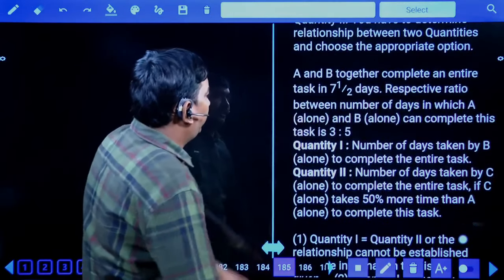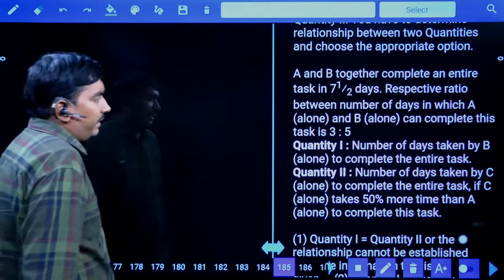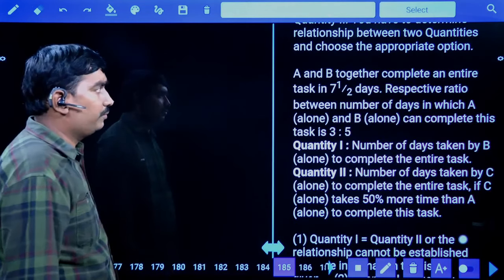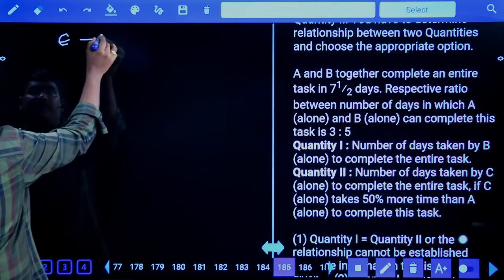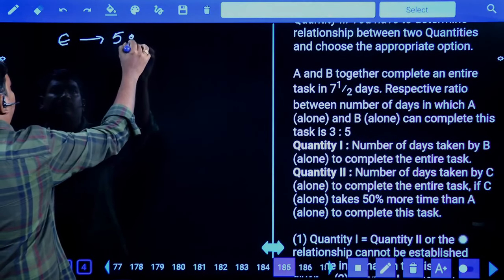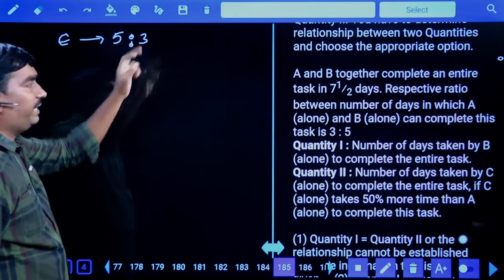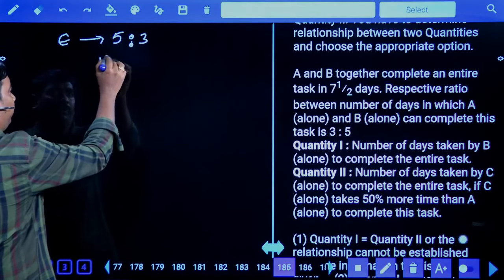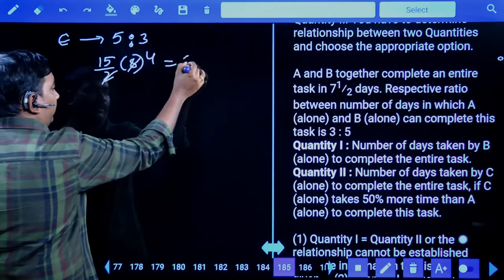A and B together complete an entire task in 7.5 days. The ratio between the number of days in which A and B can complete this task is 3:5. Time ratio 3:5 means efficiency ratio 5:3. They together can do 5 plus 3, 8 units in one day. Like that, 7.5 days means 15 by 2 days. Per day 8 units, so total 60 units are there.